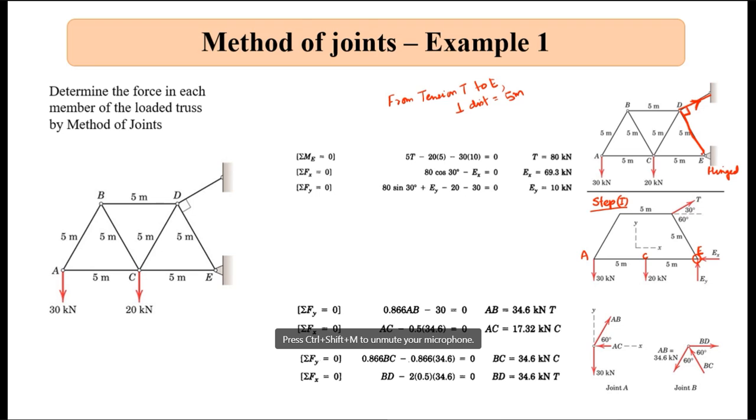Here I am taking clockwise as positive and anti-clockwise as negative, right? So this one will create an anti-clockwise moment at E. So minus 20 into perpendicular distance 5. Again, the force at A will create an anti-clockwise moment, so 30 into 10, that is equal to 0. From this, I get the tension force, I get this tension member.